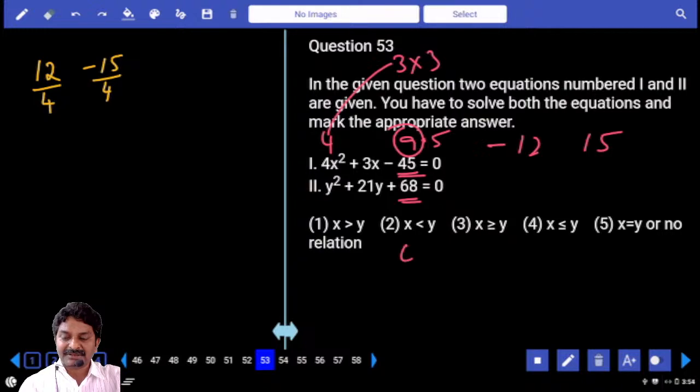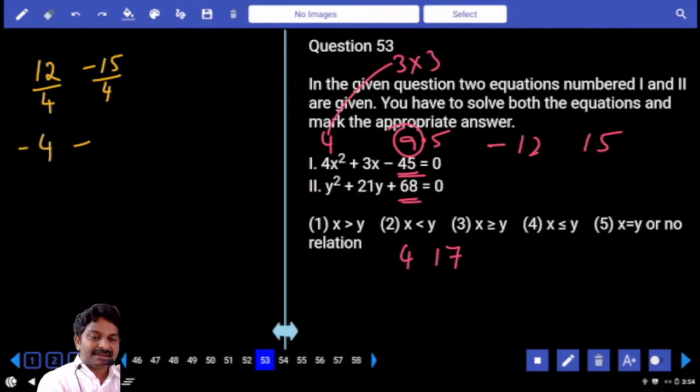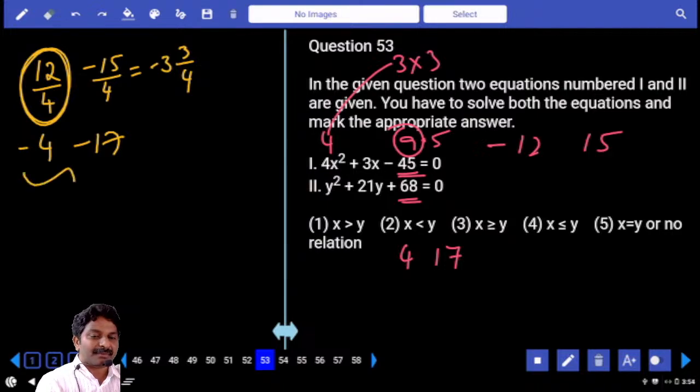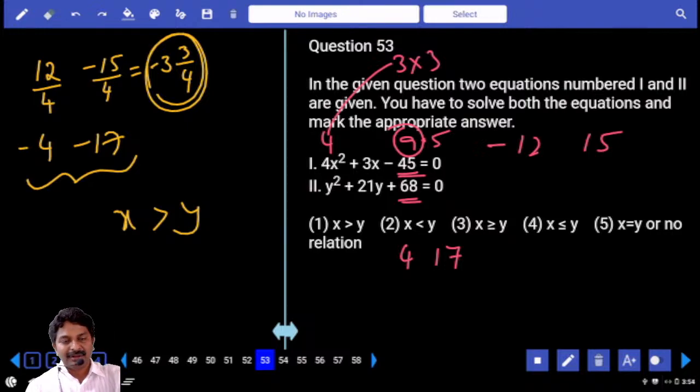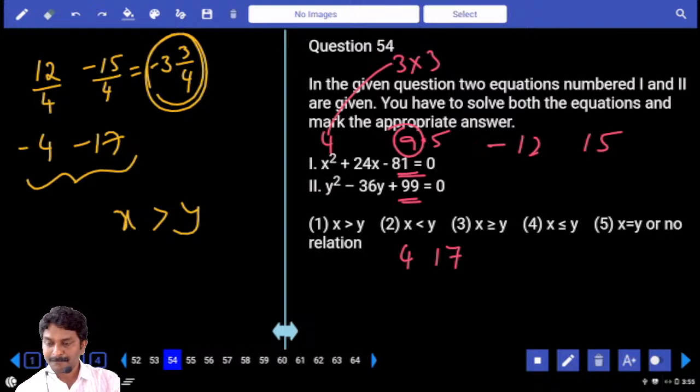68 can be written as 4 into 17. Plus 4 plus 17 is the combination. Factors are minus 4 minus 17. This value is minus 3 3/4, correct? This is a positive number, both are negative. Hence x is greater than y. This is minus 3 3/4, which is again greater than minus 4 and minus 17. Only one condition, x greater than y.